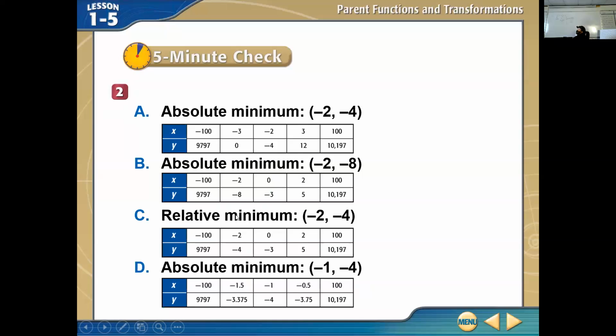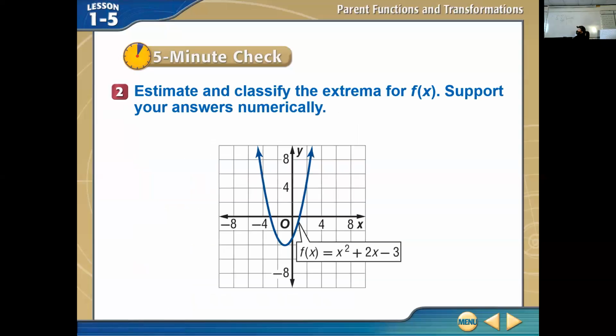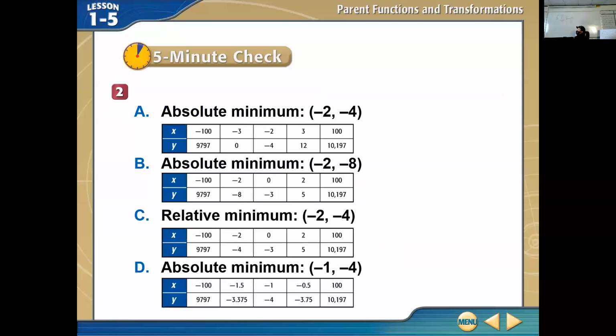Remember, if it's a relative and not an absolute, that would mean that there's another point on this graph that is going to be lower than that. So looking at the graph, since it's a parabola facing upwards, I know I'm going to have an absolute minimum. So I can eliminate answer option C.